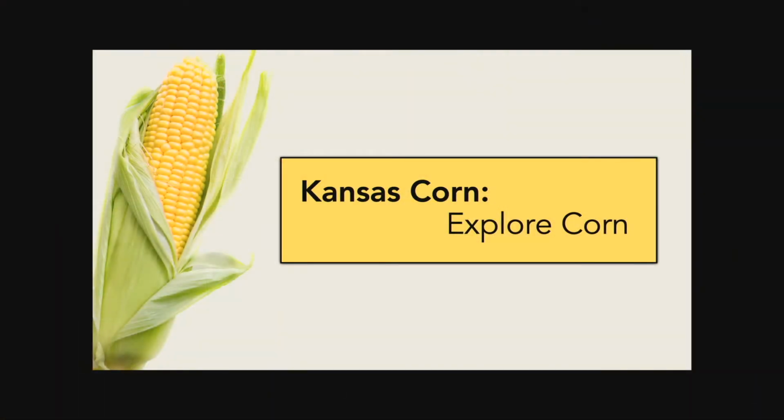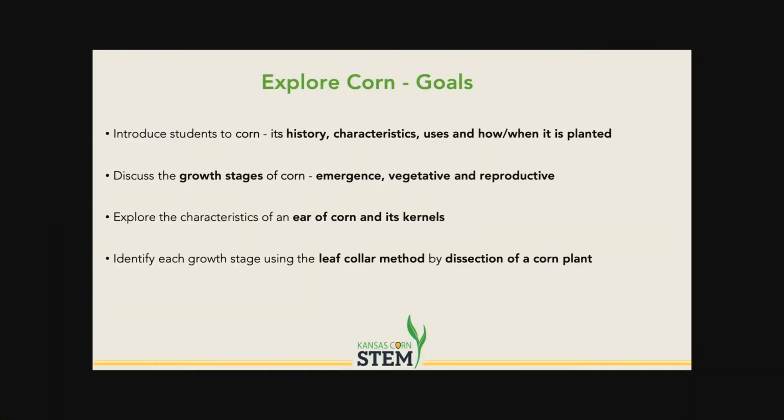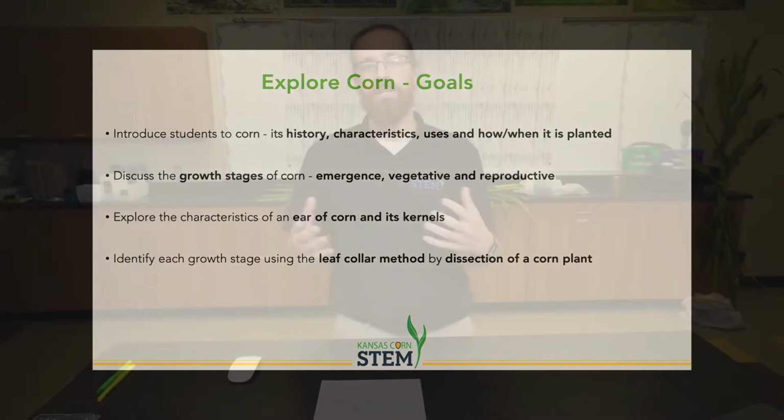Today's goals: we want to introduce students to corn. We want to look at the history of corn, the characteristics, the uses, and how and when we plant it. We want to discuss the growth stages of corn. We're going to see corn emerge from the ground, called emergence. We're going to look at the vegetative or growing stage of corn, and then the mature reproductive stages as well. Thirdly, we're going to dissect an ear of corn and look at the characteristics of that ear of corn and its kernels.